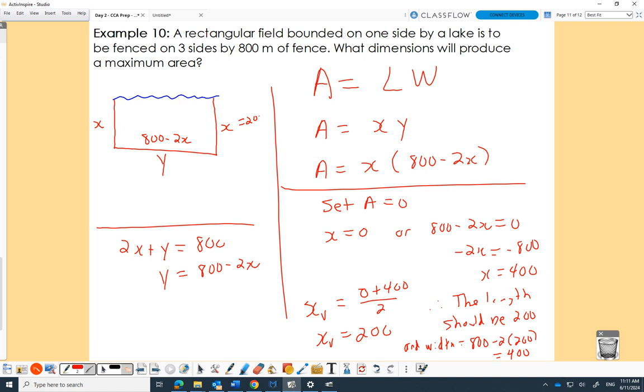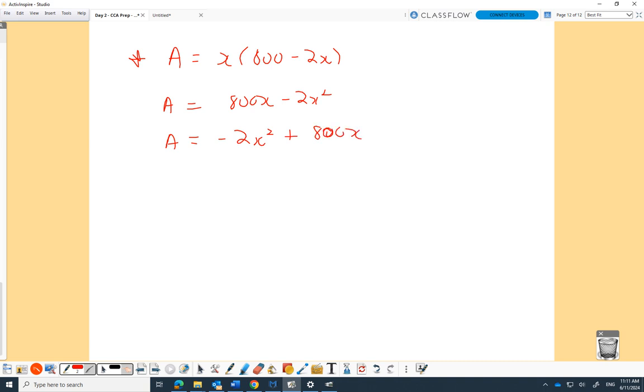Oh, but I promised to do that with complete the square. Where was I? Those of you who don't like what happened there, you'll transport from here over to here. A equals, I forget already, x times 800 minus 2x. Complete the square, people. We'll multiply out the brackets. You'll rewrite it in standard form, that is, with the x squared term first. And then here comes complete the square one last time in this lesson. Common factor out the negative 2.